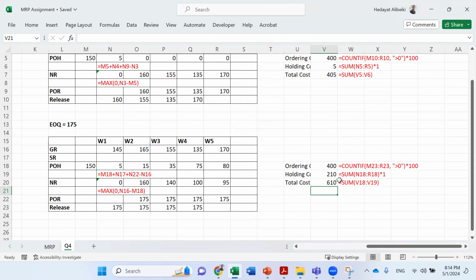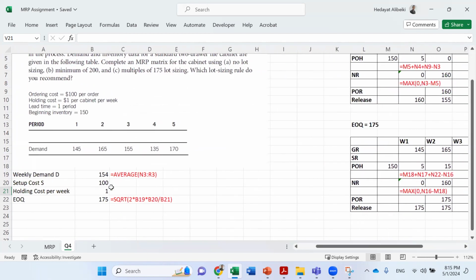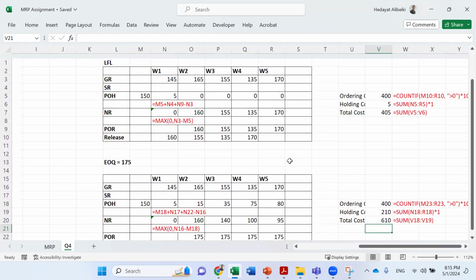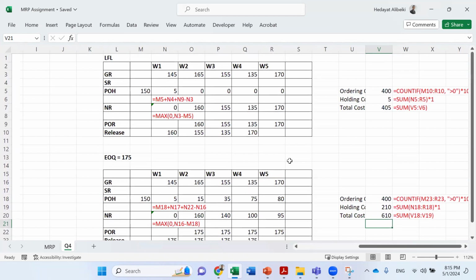I would assume if you go with 200, you're going to end up with a worse case. 200 is not good. But in this case, if you use POQ of 2, I'm positive that it's going to save you a lot of money because EOQ is 175, average demand is 154. So you would like to have T be about 2, right? So if you say 2, holding cost and ordering cost are a lot different. So it's going to save you a little bit of money.